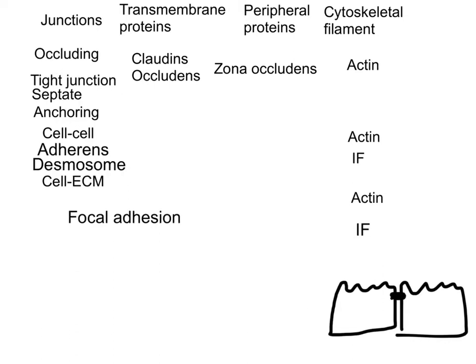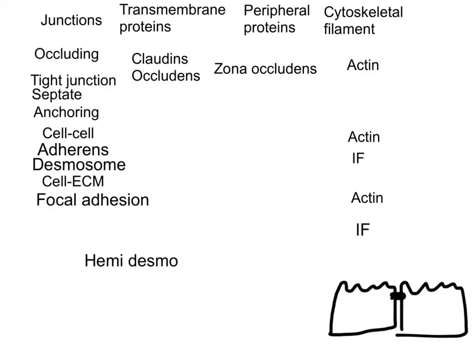Adhesion. Focal adhesion, and what was the other one? Hemidesmosomes. Right, hemidesmosomes. That's my favorite one. Everybody should have a favorite one. Okay. And so the way you remember those: desmosomes and hemidesmosomes are virtually the same thing, so they're going to be intermediate filaments. Adherens and focal adhesions have to be the other ones, so those are actin.